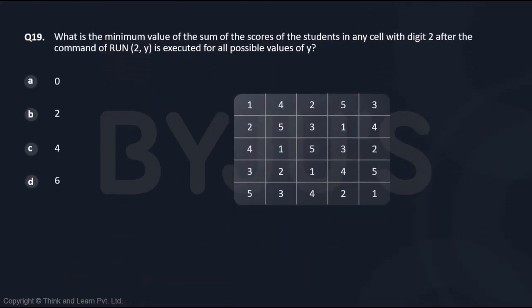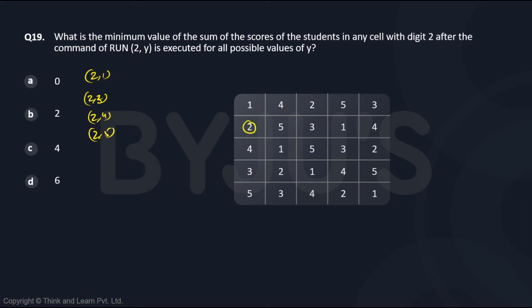Question number 19. What is the minimum value of the sum of the scores of the student in any cell with digit 2 after the command 2 comma y is executed for all possible values of y? So if you're looking at all possible values of y, so you have 2 comma 1, 2 comma 2, 2 comma 3, sorry, 2 comma 4 and 2 comma 5. So what is the minimum value of the sum of the scores of the students in any cell with digit 2 after the command 2 comma y is executed for all possible values of y?